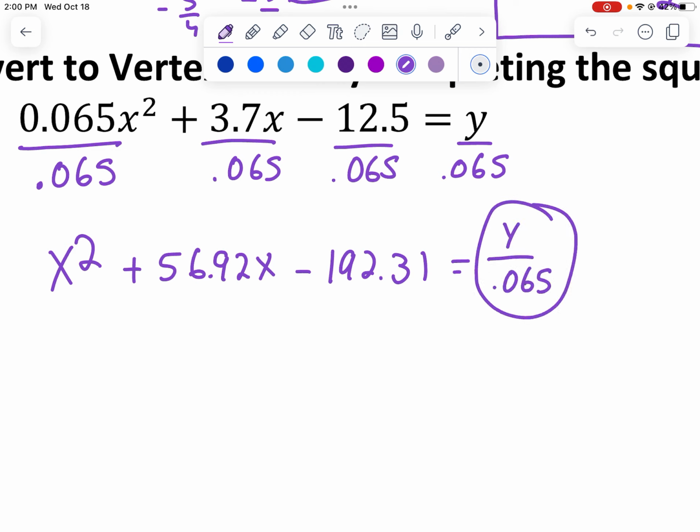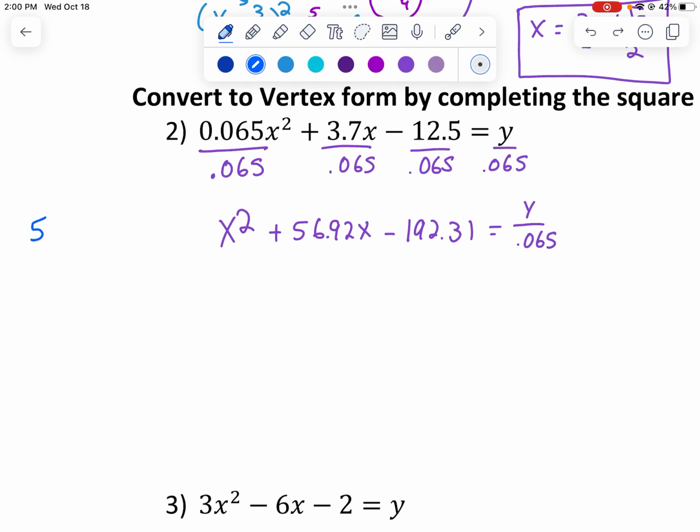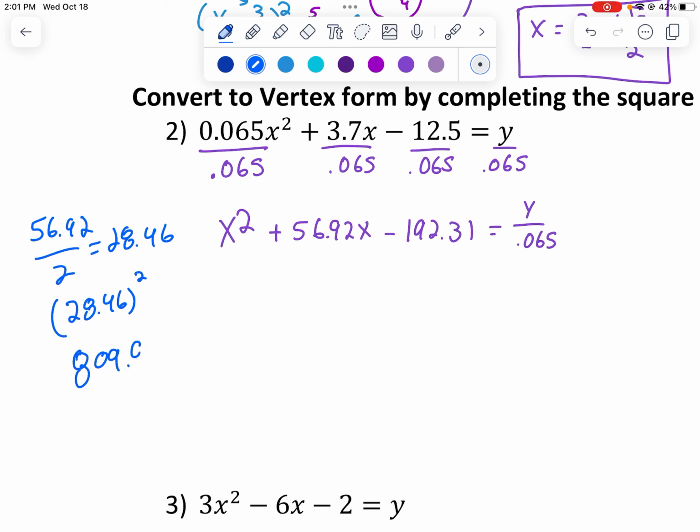And we need to keep this throughout the problem because at the very end, for it to be in vertex form, we're going to have to move that 0.065 back to the other side. But the reason we did this was so that our a value was 1, and now we can do the completing the square process here. So we're going to take 56.92, and we're going to divide it by 2, which gives us 28.46. We take that 28.46 and we square it. So if we times 28.46 by itself, that's going to give us 809.97. And that's what we'll fill in the completing the square with.